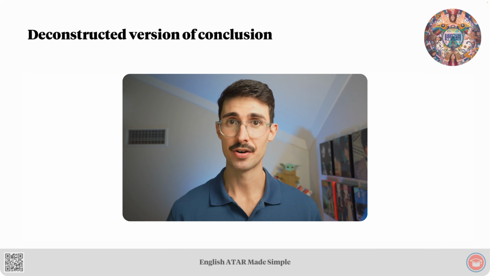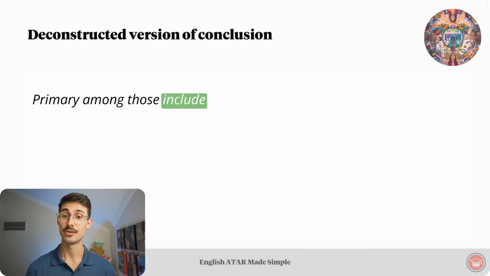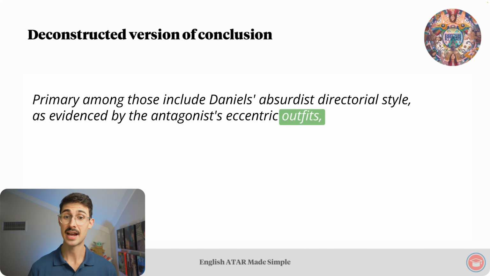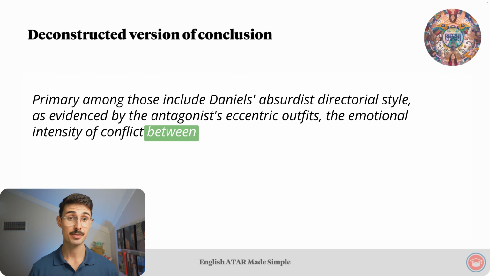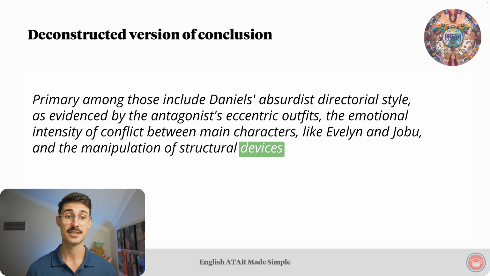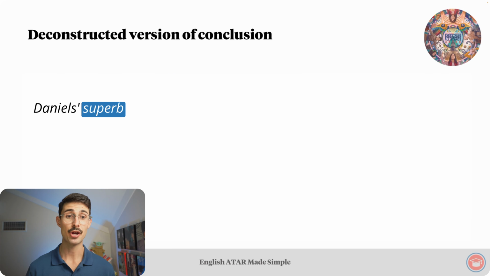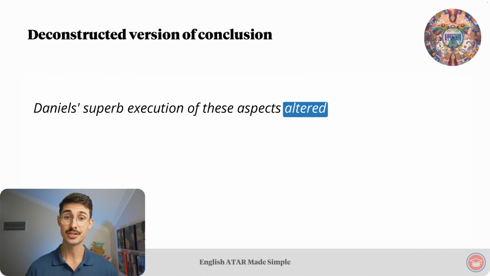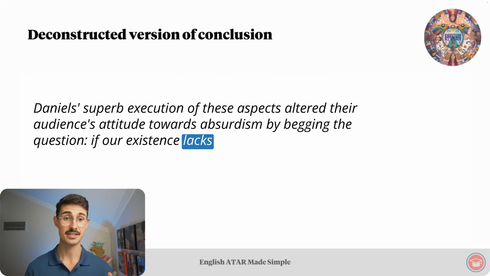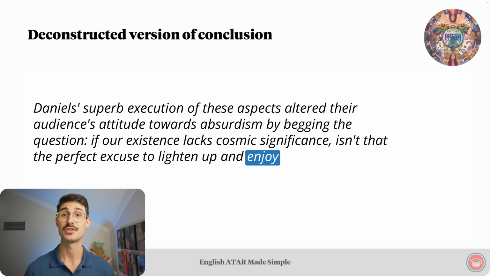Moving on to the body paragraphs. Myriad aspects of the film worked to achieve this effect. Primary among those include Daniel's absurdist directorial style, as evidenced by the antagonist's eccentric outfits, the emotional intensity of conflict between main characters like Evelyn and Jobu, and the manipulation of structural devices such as a framed narrative. Lastly, we have the general statement. Daniel's superb execution of these aspects altered their audience's attitude towards absurdism by begging the question, if our existence lacks cosmic significance, isn't that the perfect excuse to lighten up and enjoy the little things?